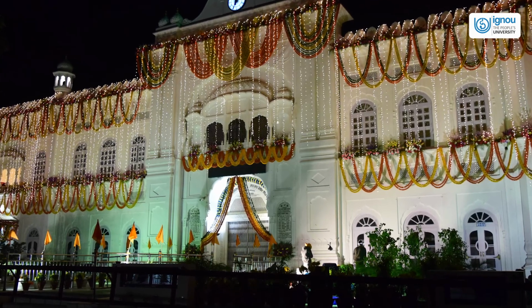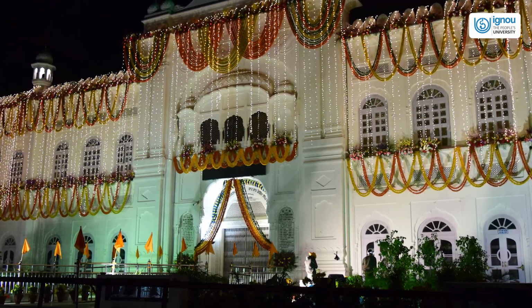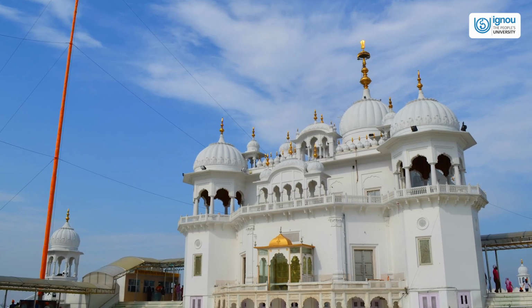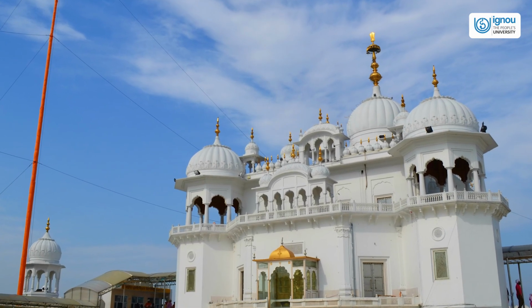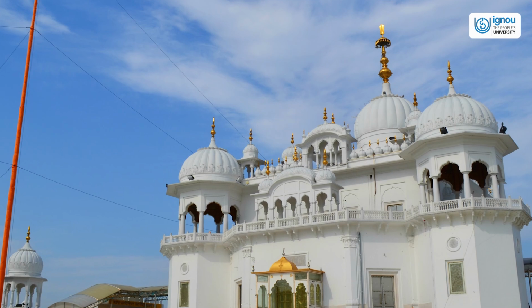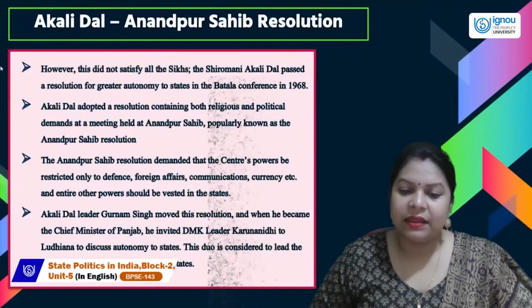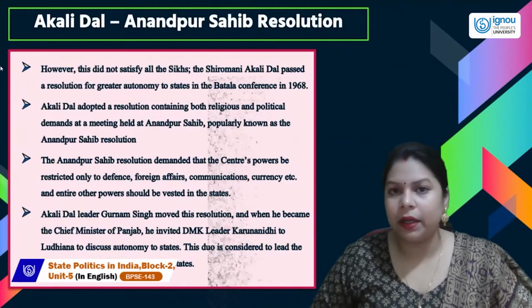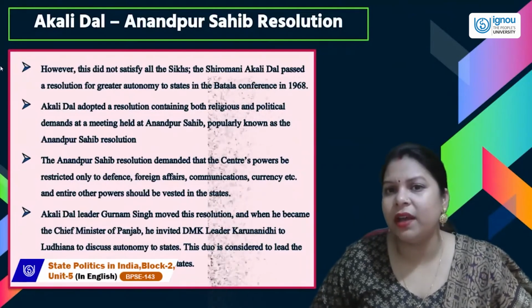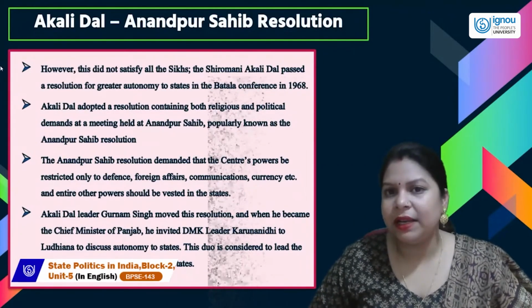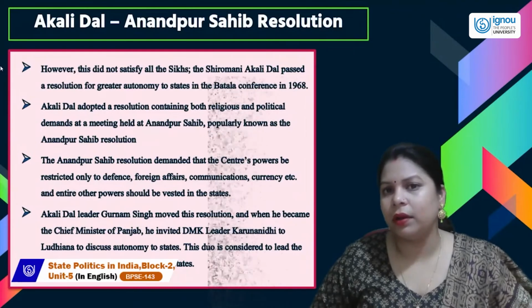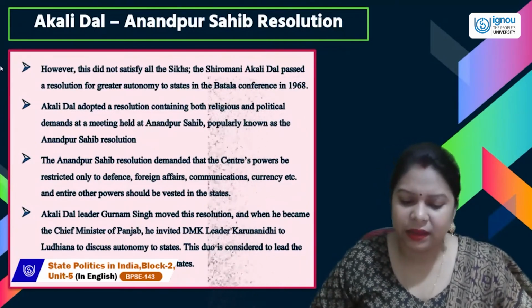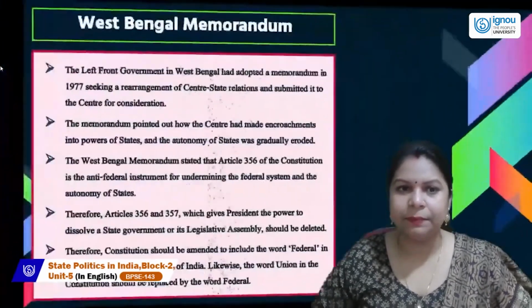Akali leader Gurnam Singh moved this resolution, and when he became the Chief Minister of Punjab, he invited DMK, Dravida Munnetra Kazhagam leader Karunanidhi to Ludhiana to discuss autonomy for states. This duo is considered to lead the way in seeking greater autonomy of states because both of their aims were the same. Both of the leaders wanted greater autonomy from the center. So their motive was all the same.